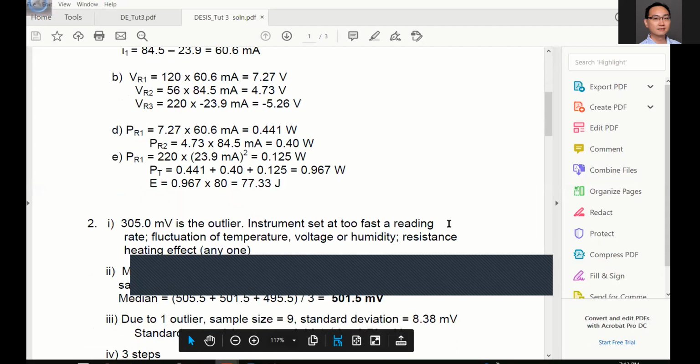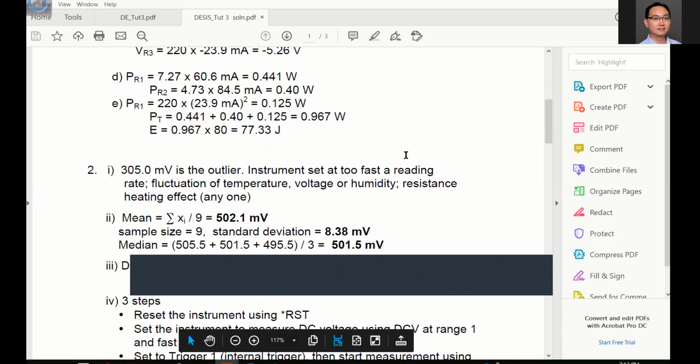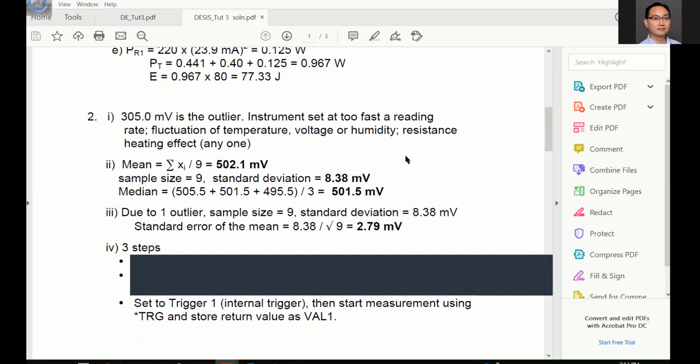Okay, then maybe y'all go and try that one first, then you can look at the next question. I'll give you some time, y'all look at the question first.